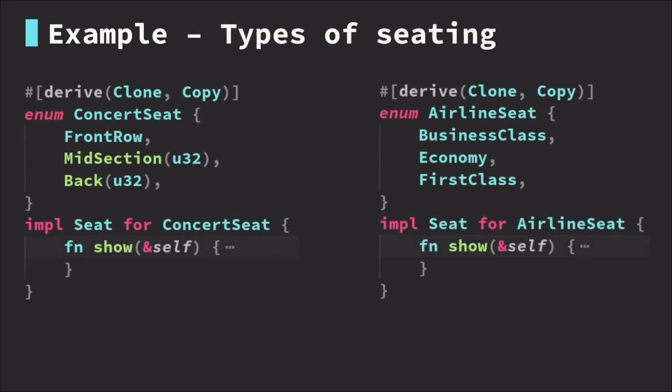Before we can utilize the generic structure, we need some types that implement the seat trait. For our example, we have two types of seating, concert seating and airline seating. Both are enums and both have seating specific to their needs, and they also implement the seat trait as we can see down here and down here. I have omitted the definitions of the implementations, but it's just a match expression that prints out an appropriate message for the seat's location.